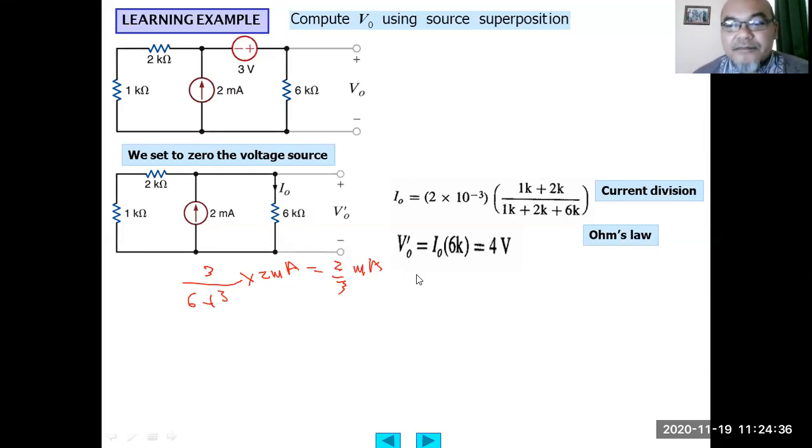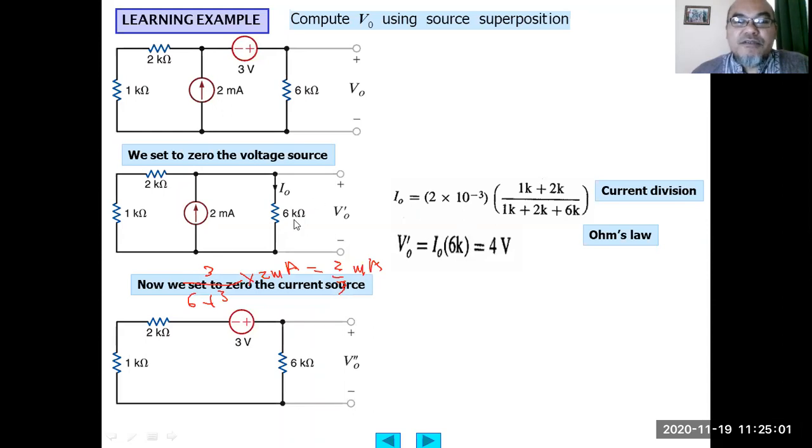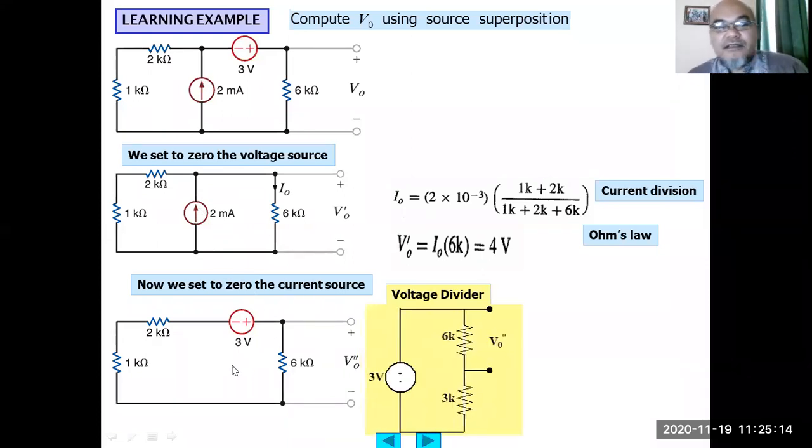Then the V output will be this current times the 6 kilo ohm. The output current here is 3K divided by 9K, 1/3, so 2/3 milliampere times 6 kilo ohm, which is 4 volt. Correct. So this is the contribution due to the current source. After that, we calculate the contribution due to the voltage source by setting the independent current source to 0 by making it an open circuit like this.